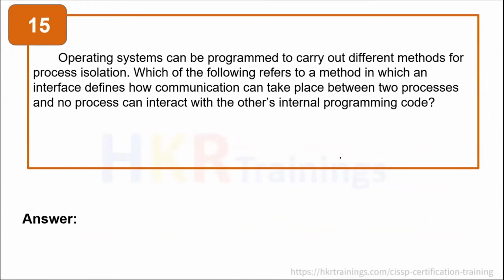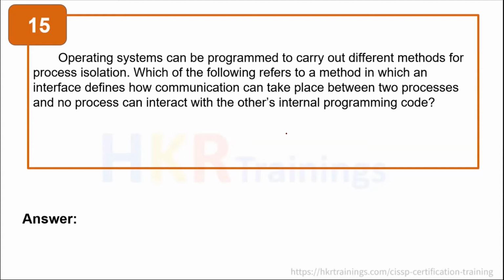Operating system can be programmed to carry out different methods for process isolation. Which of the following refers to a method in which an interface defines how communication can take place between two processes and no processes can interact with others' internal programming code?